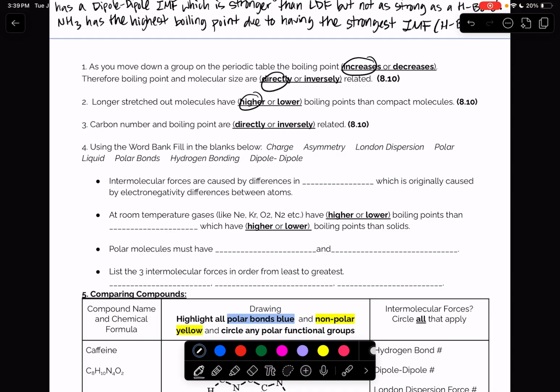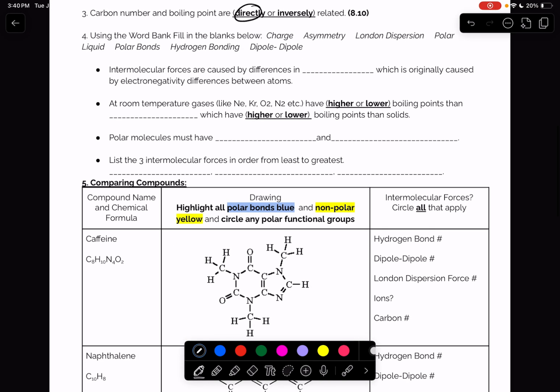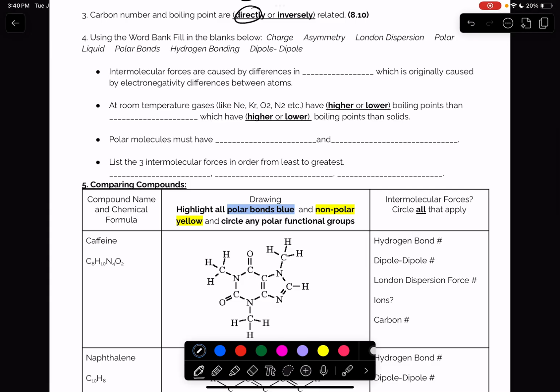The next one, carbon number and boiling point are directly or inversely related. This is directly. So the more carbons you have, the higher the boiling point, and vice versa. The fewer carbons you have, the lower the boiling point. Next, we're going to use those vocab words to fill in these blanks.